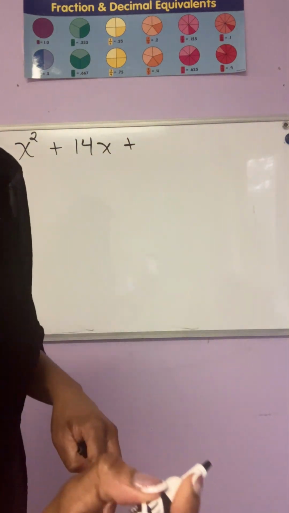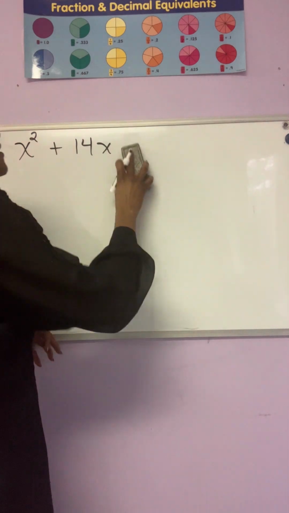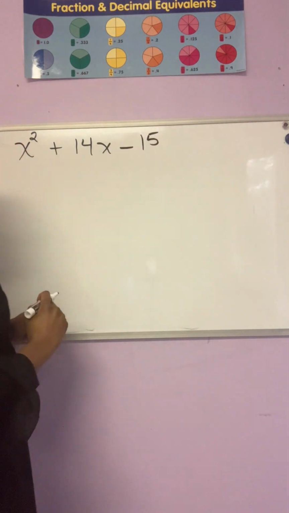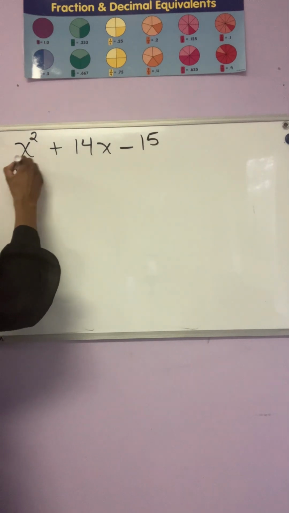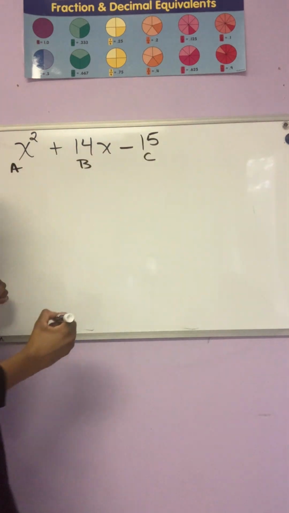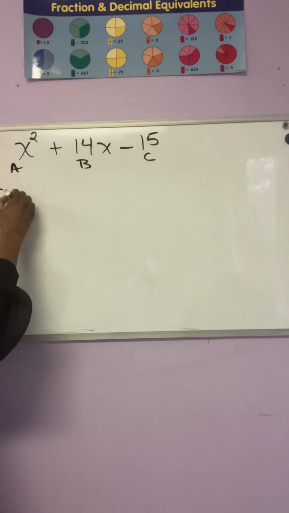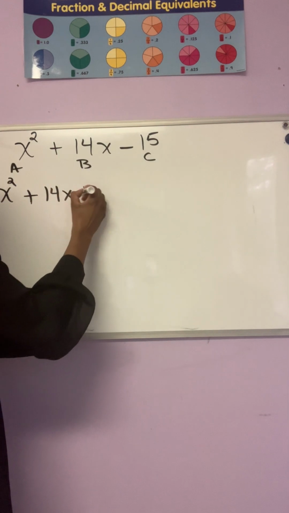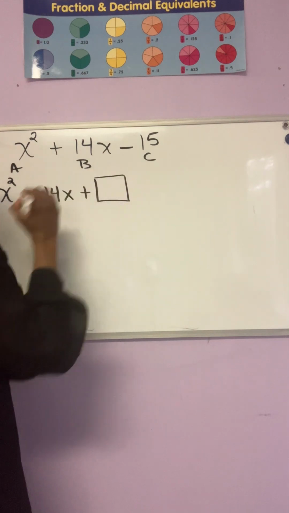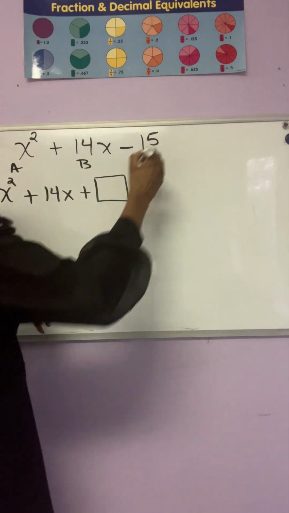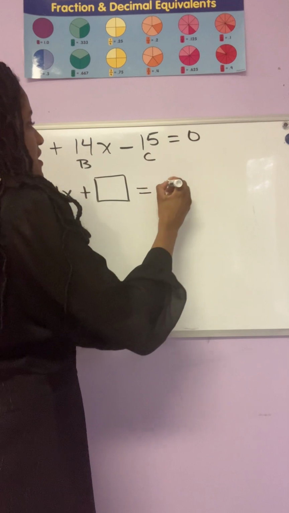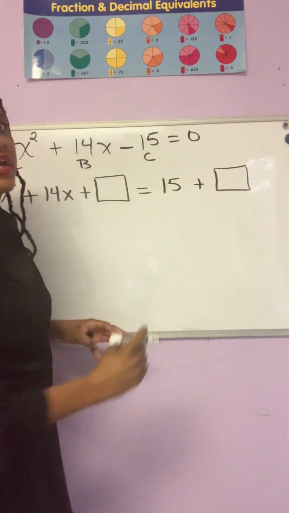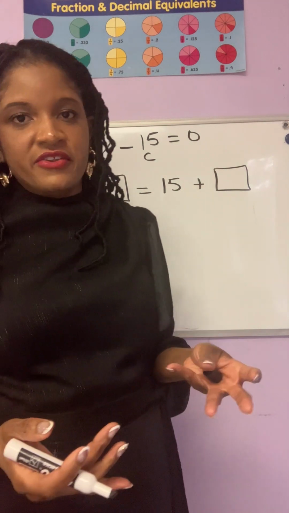So it's x squared plus 14x. Actually, it's minus 15. All right, so step 1, we know this is our A, this is our B, this is our C. Step 2, write your A term, write your B term, put a blank there, move your C term to the other side, and put another blank, because whatever you do on one side, you're going to do on the other.